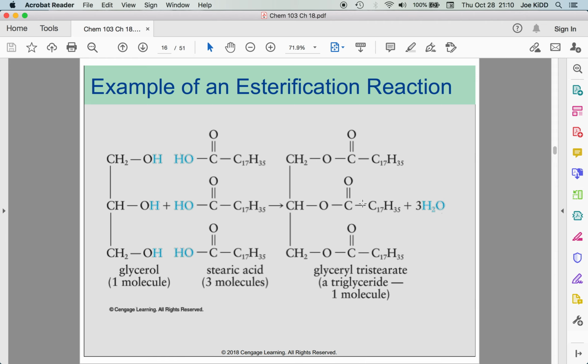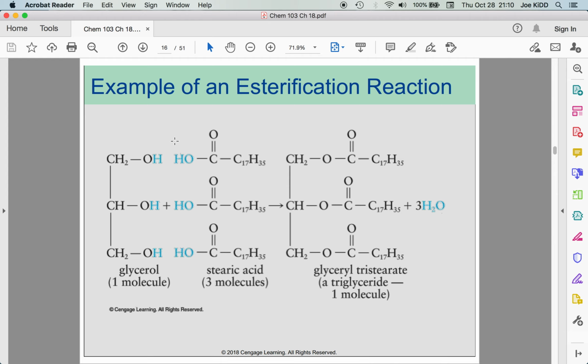So here's an example of how a triglyceride is formed. Here's our glycerol molecule. Glycerol is pretty straightforward. It's 3 carbons with a hydroxyl group at each carbon. That's it. And here we have 3 molecules of stearic acid. So we have our 3 fatty acids that will link to the 3 hydroxyl groups of the glycerol. 1 glycerol, 3 fatty acids.